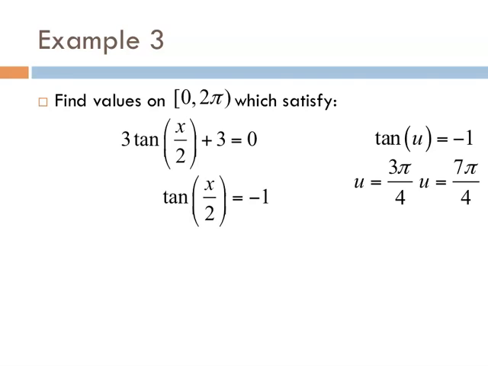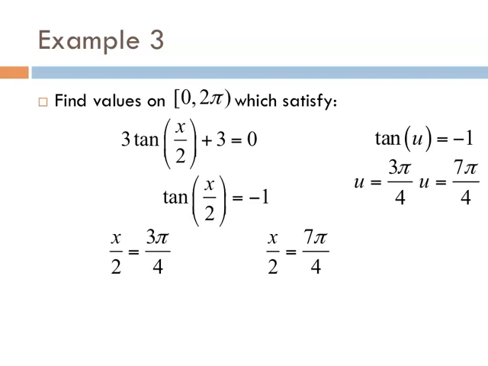Now that we've solved that portion, remember that it's not u that we're trying to solve for, we're trying to solve for x. So instead of writing u equals 3 pi over 4, let's write x over 2 is equal to 3 pi over 4. We're just resubstituting it back in there. So x over 2 equals 3 pi over 4, and x over 2 equals 7 pi over 4.